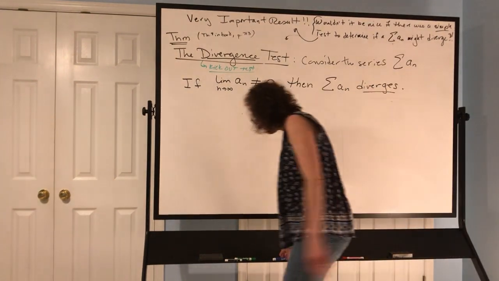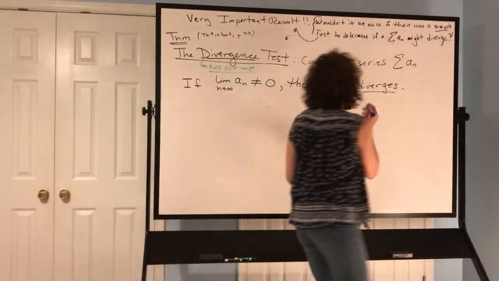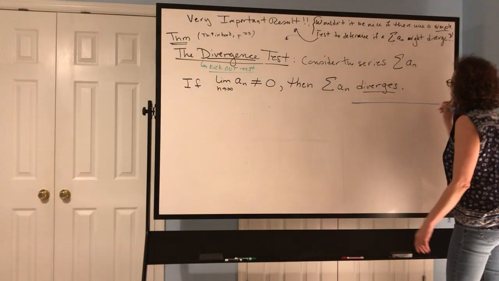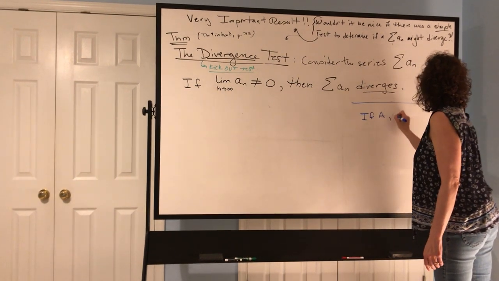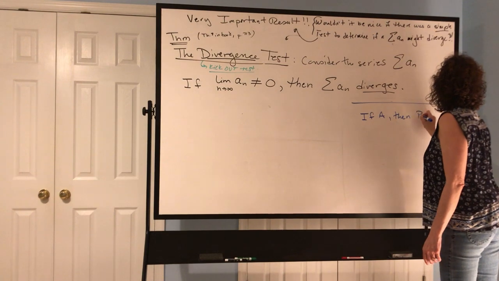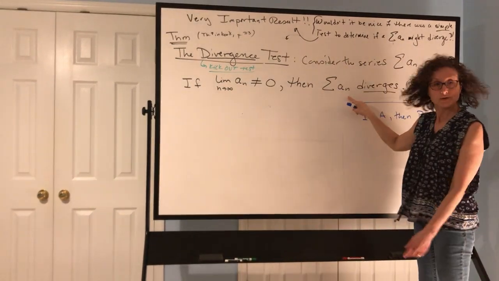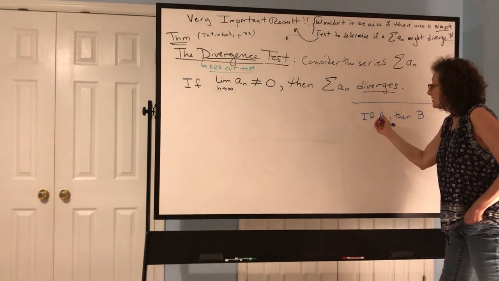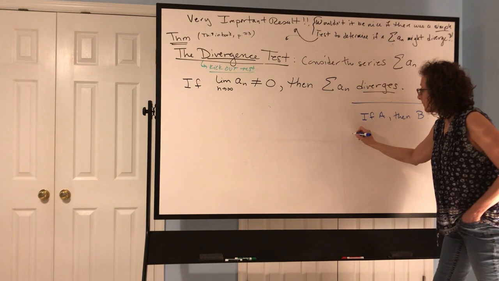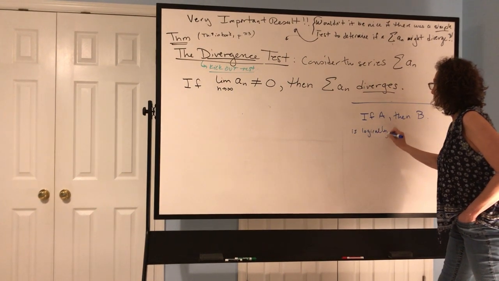Okay. So, this theorem, we've talked about quite a bit, has the form if A, then B, right? If A is true, then B is true, right? Okay? This is called the direct statement. And the direct statement is logically equivalent.